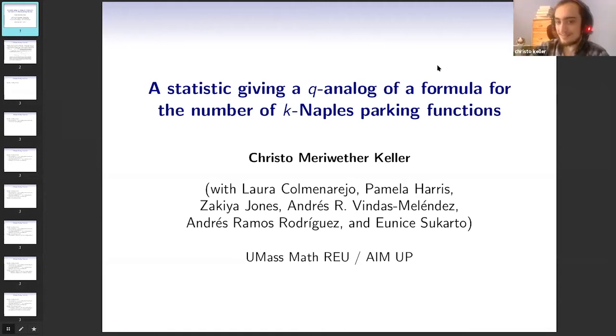So this was joint work with Laura, Pamela Harris, Zakiah Jones, Andres Arvindas Melendez, Andres Ramos Rodriguez, and Eunice Sicarto through the UMass Math RU and the Advancing Inquiry and Inclusion in Mathematics undergraduate program this summer. I had to include my middle name just so I looked like a significant part of the list of collaborators here.